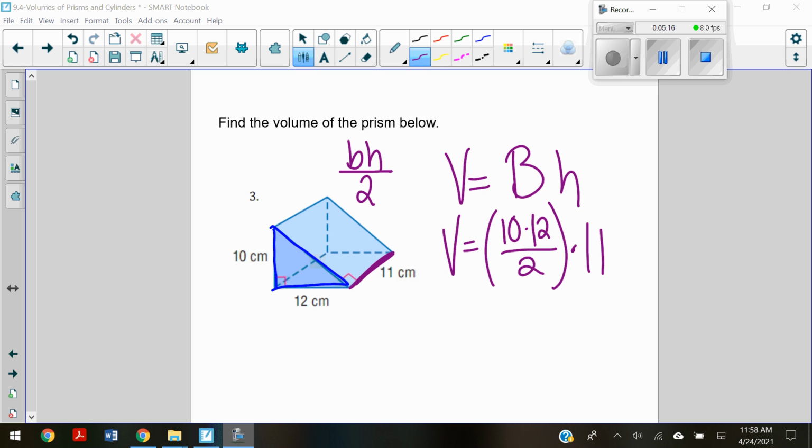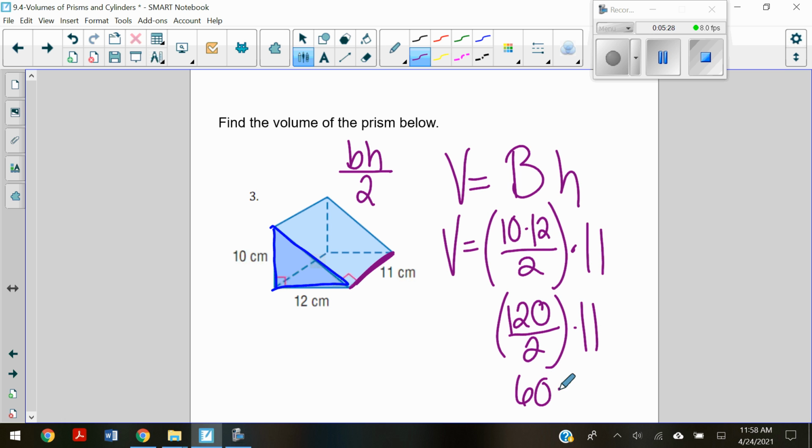All right, 10 times 12, we get 120. And when we divide by 2, that gets us 60. And we're going to times that by 11. And that turns into 660 centimeters cubed for our volume. That one was pretty nice. So let's look at the next problem.